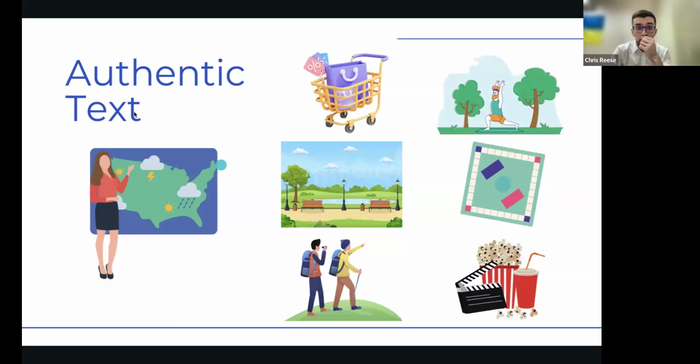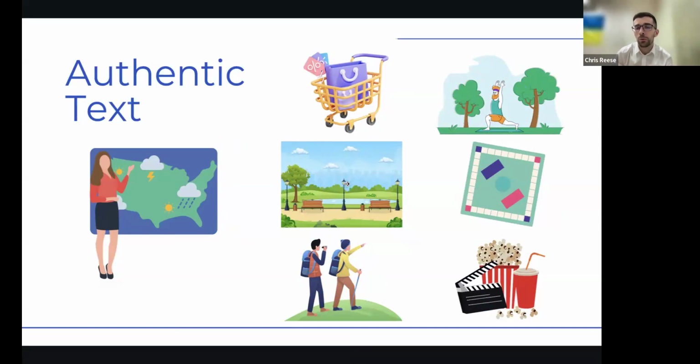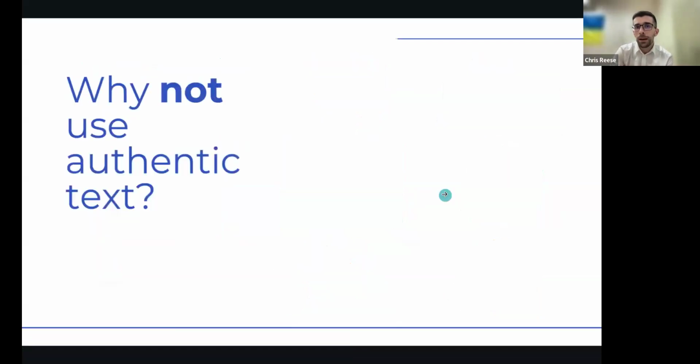And like we said before, there's a wide variety of types of authentic text, from online shopping to online exercise classes for people interested in fitness, to board games, to weather reports, to even things like tours and hiking trips. Even art can sometimes in its own way be an authentic text. So I've only said good things about authentic text. What's the problem? Well, it's not all perfect.